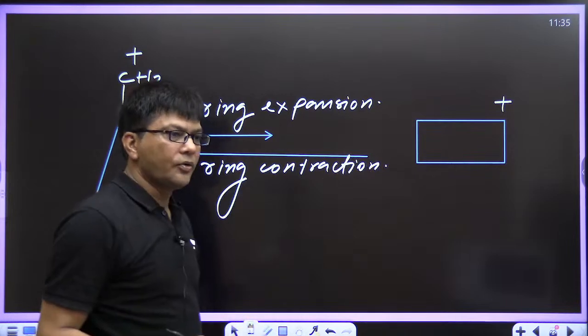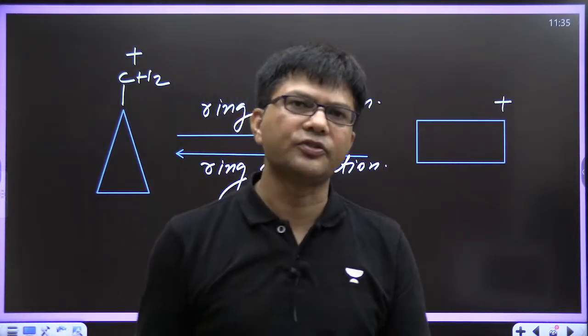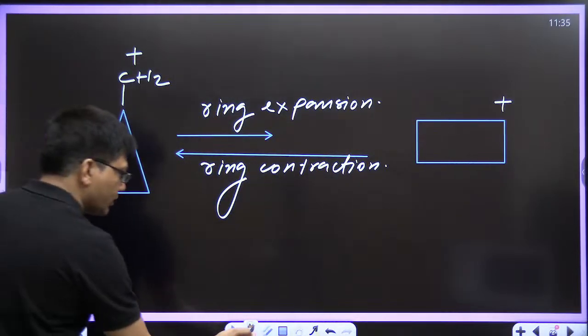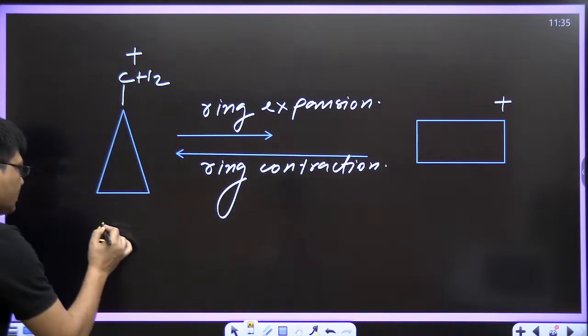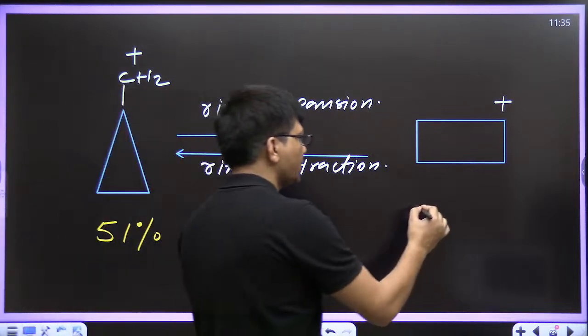And there is one reaction known as the Stiefel-Demjanov reaction. No need for your syllabus. That reaction says that this amount is 51% in the solution, and this amount is 47.